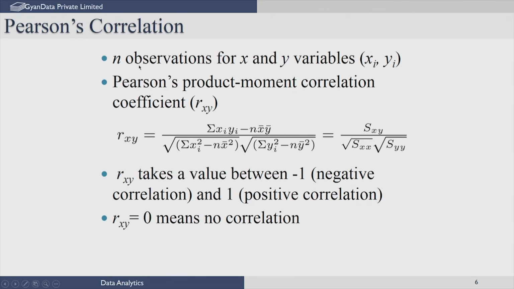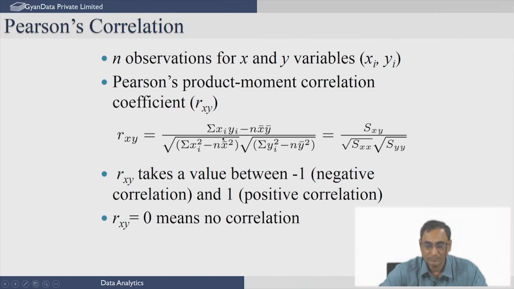Here, as we started with, we have n observations for the variables x and y, and we define the Pearson's correlation coefficient, denoted by Rxy or sometimes by rho xy, by this quantity, where we are essentially taking the same thing that we did before: the covariance between x and y divided by the standard deviation of x and the standard deviation of y.